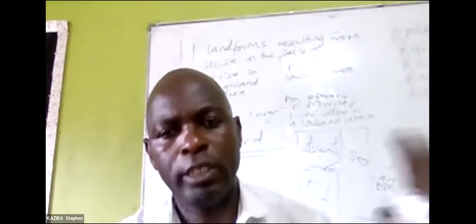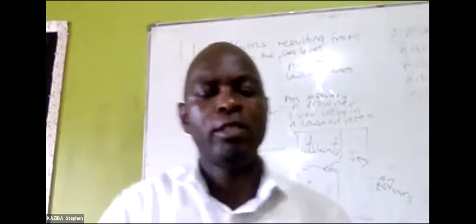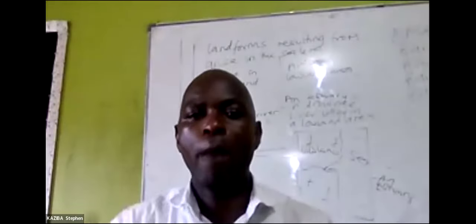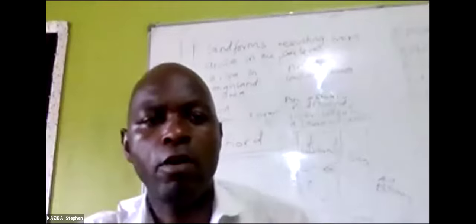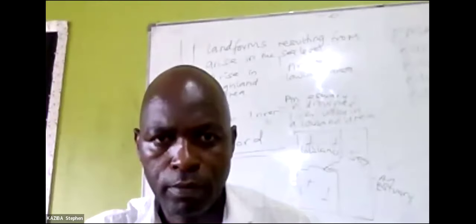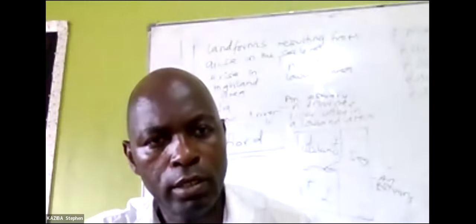Then we go to C. I'm going to give you this, don't worry. C is made up of partially weathered rock material. Then lastly, we go to D.